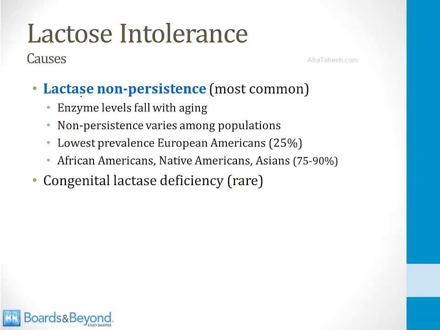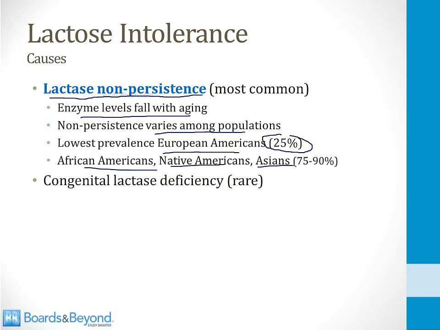The most common cause of lactose intolerance is called lactase non-persistence. We're all born with functioning lactase in our small intestines, but the enzyme levels fall with aging, and sometimes they fall so low that the patient becomes lactose intolerant, and this is called lactase non-persistence. The frequency of non-persistence varies among different populations. The lowest prevalence is among European Americans. It's still relatively high, about 25%. The highest prevalence is among African Americans, Native Americans, and Asians. In some demographics, the frequency of lactase non-persistence and lactose intolerance is as high as 90%.